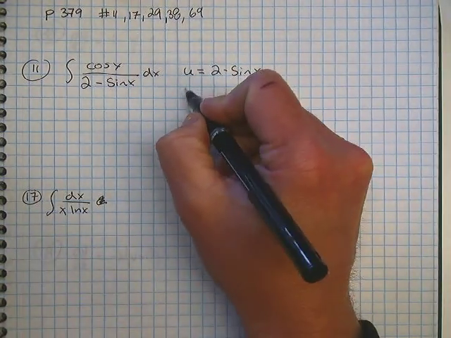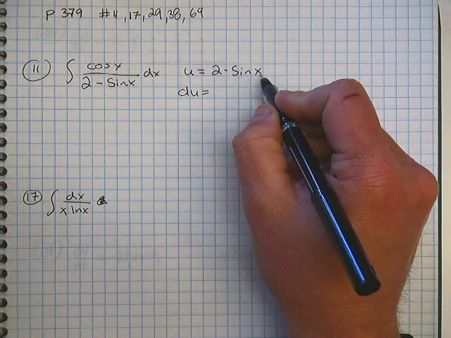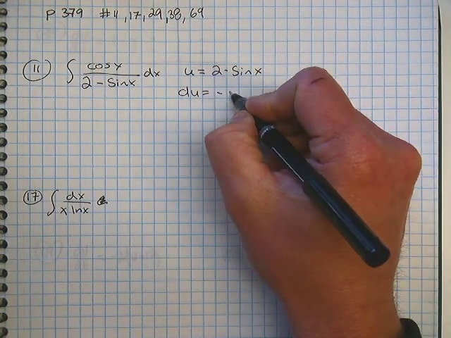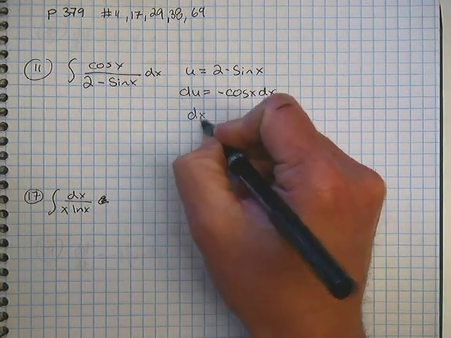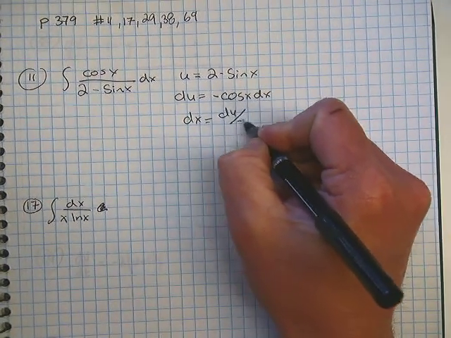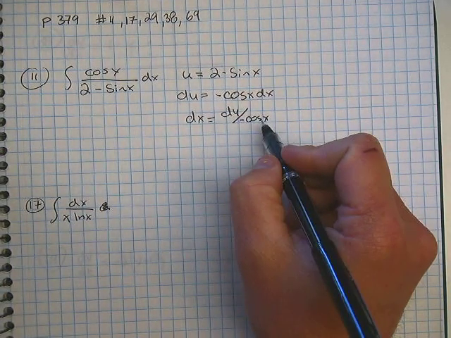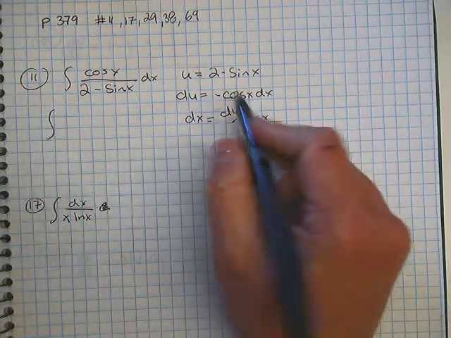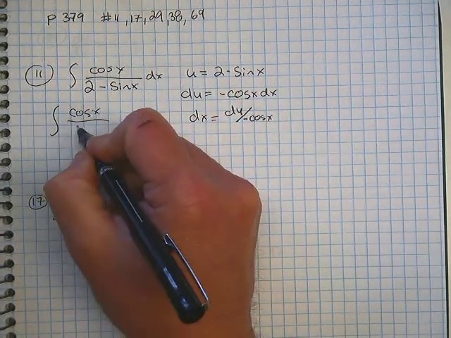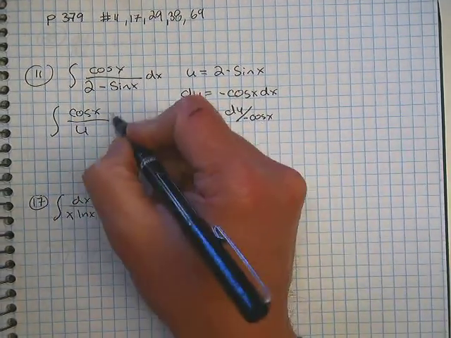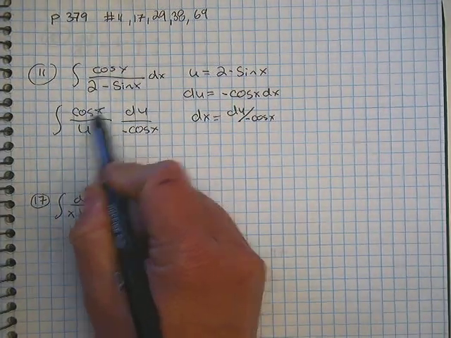Then when I take my derivative, I get du equals, the derivative of 2 is 0, the derivative of sine is cosine, and then we have a negative, so we get negative cosine of x dx. We solve for dx, and we get dx equals du divided by negative cosine of x. Now we're going to plug this into the integral. We have nothing else that is cosine, so we leave the cosine of x in there. 2 minus sine of x is u. Then our dx is du divided by negative cosine of x.